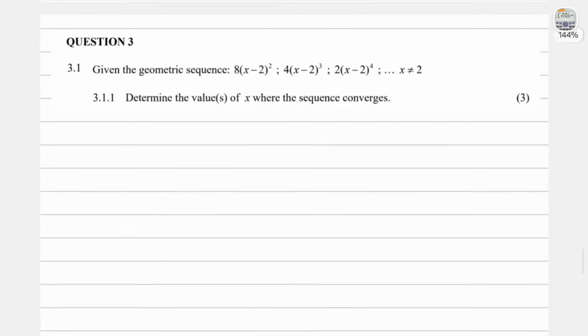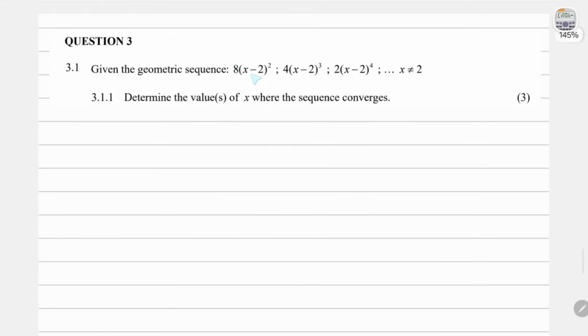Question 3, 3.1 says, given the geometric sequence 8, then (x minus 2) all squared, then 4, then (x minus 2) all cubed, and you can see what's going on here. They tell us that x is not equal to 2. Question 3.1.1 wants us to determine the value or values of x where the sequence converges.